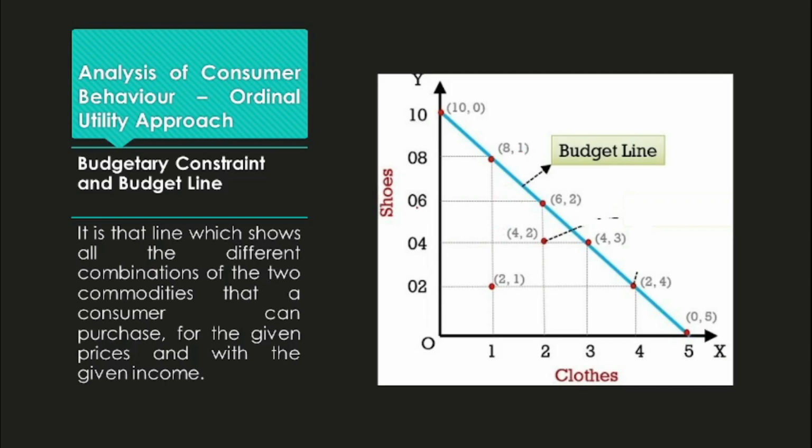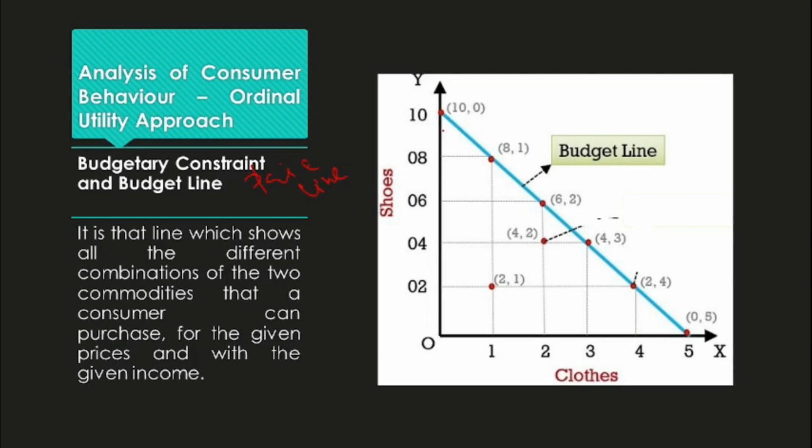So let me tell you what is budgetary constraint or budget line. This budgetary constraint or budget line is also called the price line. Okay, why? Because it simply gives us the various combinations of two commodities that a consumer can purchase given his limited income. What does it mean?